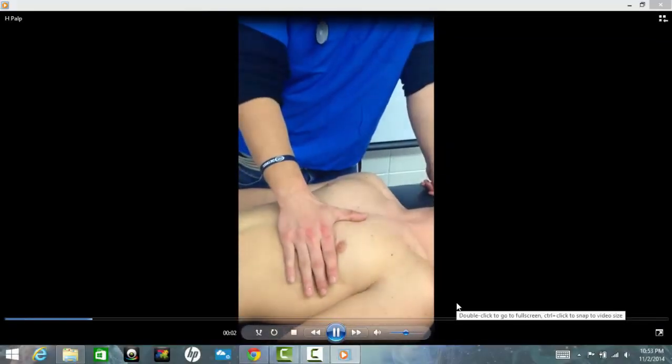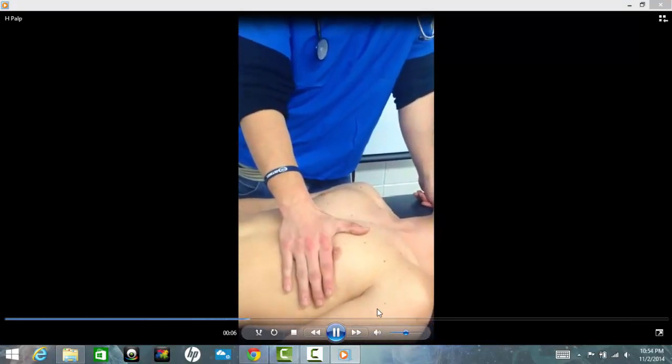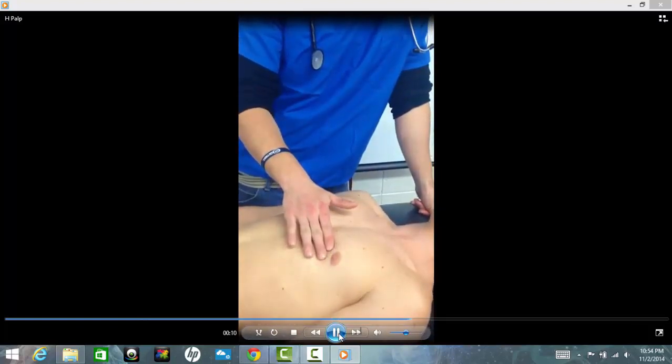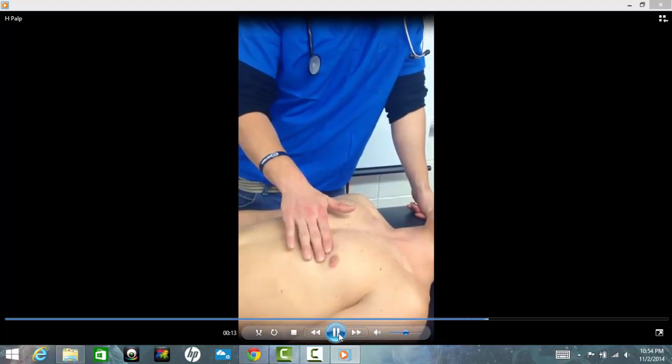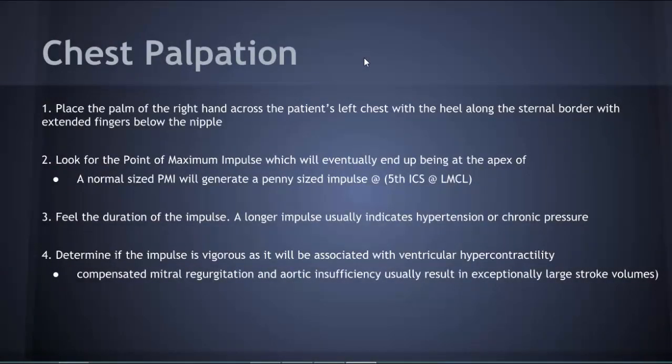Finally, it's time to palpate the chest, look for, and read a person's point of maximum impulse. First, place the palm of your right hand across the patient's left chest with your fingers extended below the nipple. Look for the point of maximum impulse, which will usually be around the apex. A normal sized impulse will be about the size of a penny.